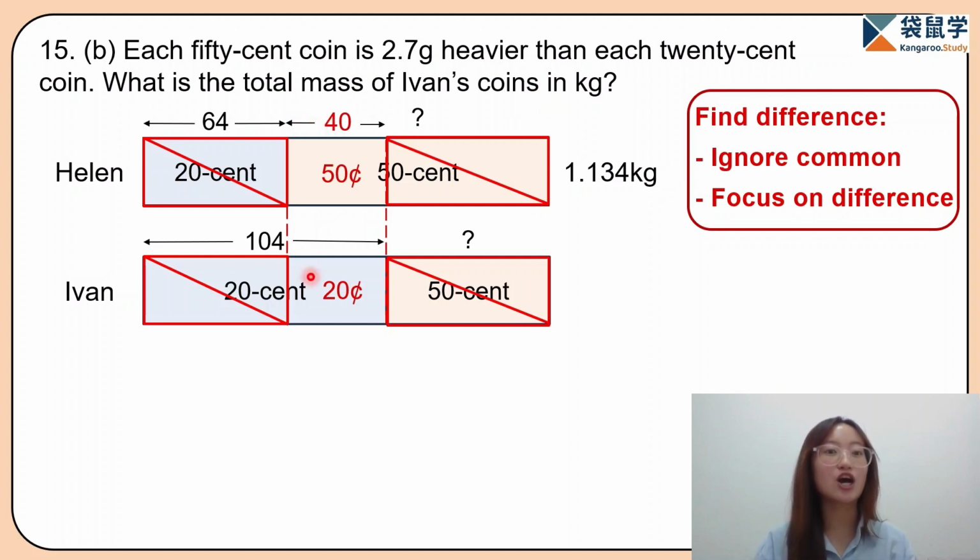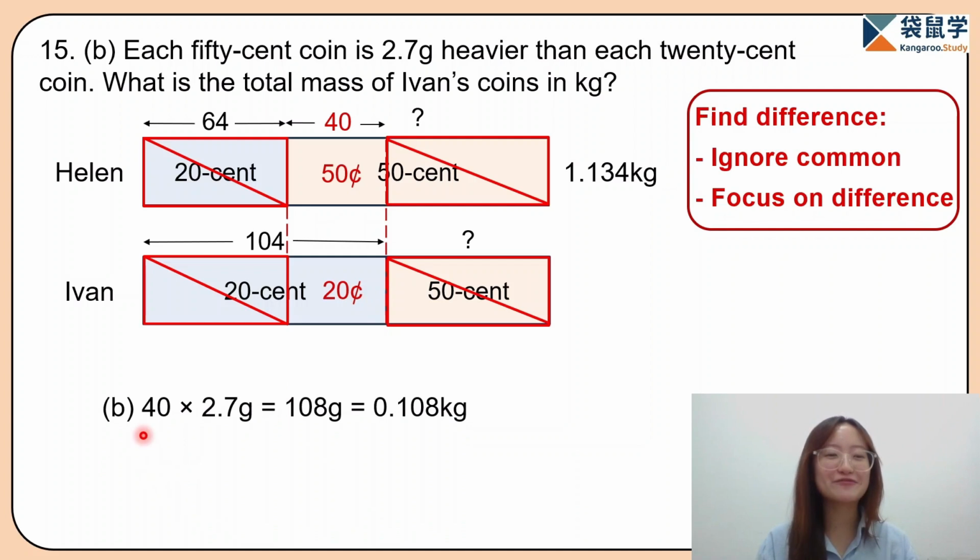Firstly, let's look at the common parts. Will they have different masses? No, they will have the same mass. So once again, we can ignore the common and focus on the difference. Now the difference here is 40 50-cent coins and 40 20-cent coins. How can we find the difference in mass? We can just take 40 multiplied by 2.7 grams, which gives us 108 grams, equals 0.108 kilograms.